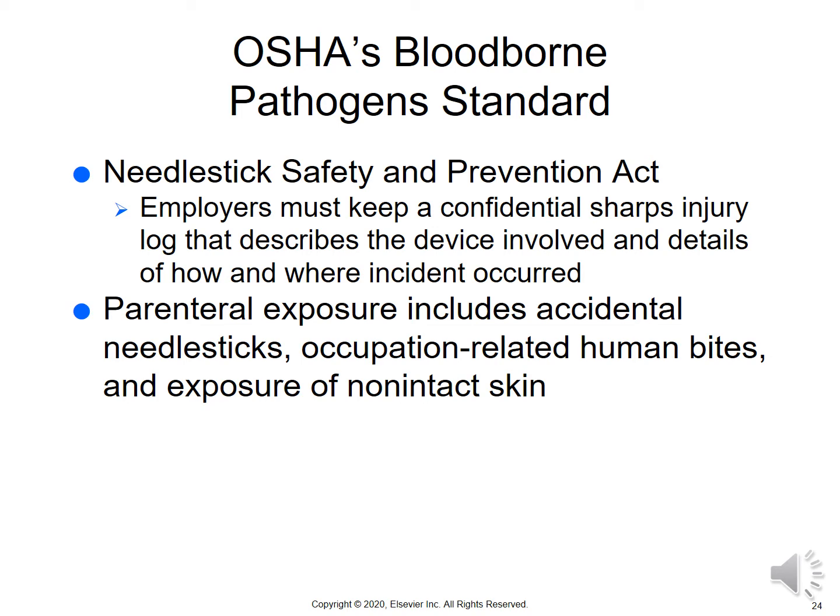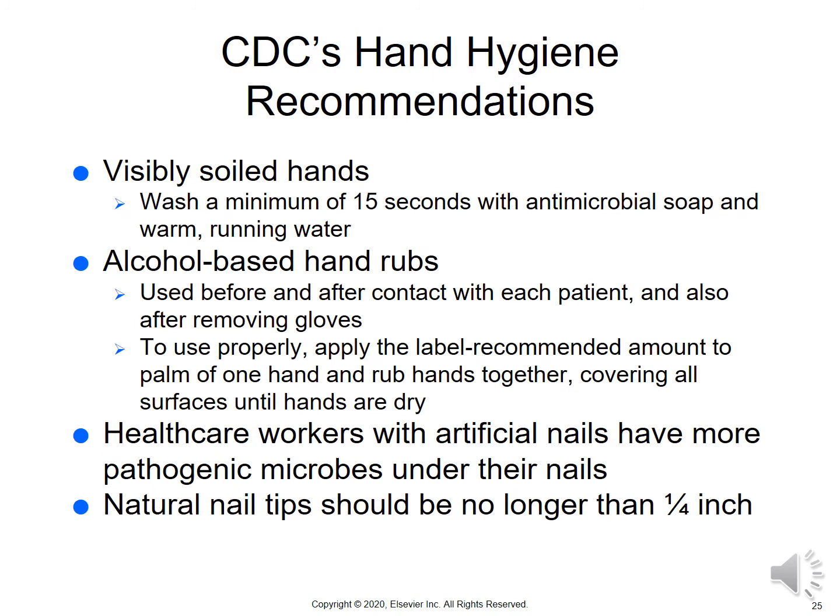Parenteral exposure includes accidental needle sticks, occupation-related human bites, and exposure of non-intact skin, such as cuts and abrasions on the employee's hands. An employer who fails to comply with OSHA's bloodborne pathogen standard could face a maximum penalty of $7,000 for the first violation and up to $70,000 for repeated violation. The bloodborne pathogen standard also clarifies the use of washing or flushing of any exposed body area or mucous membranes immediately or as soon as possible after exposure.